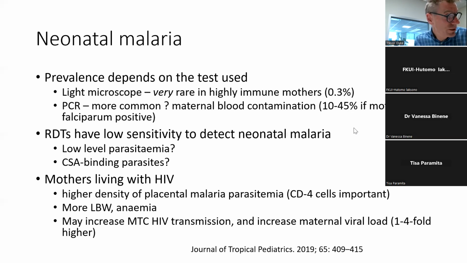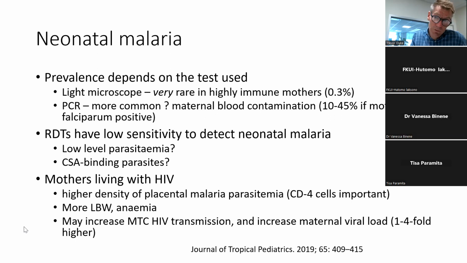What's important to know is that you shouldn't use a rapid diagnostic test to rule out neonatal malaria. There's been some studies done recently to suggest that there's actually quite low sensitivity. Even if the baby is positive on light microscope, the RDT is likely to be negative. So the rapid diagnostic test in neonates is not a very good test. Very good outside the neonatal period, highly specific and sensitive, but not in newborn babies. And there could be a variety of reasons for that. One being just very low level parasitemia, not sufficient for the RDT to pick it up.